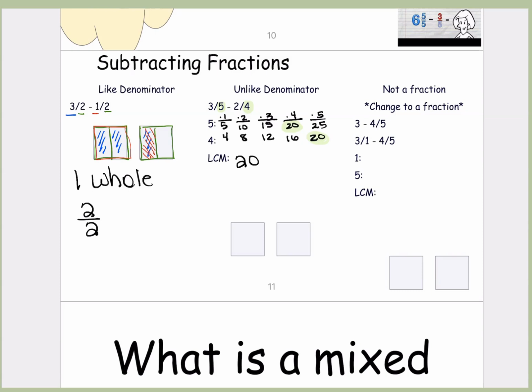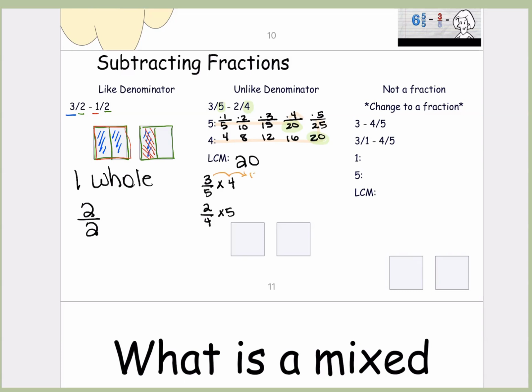Now we're going to convert those fractions, 3/5 and 2/4. What did we need to do to get there? So for the denominator that started with 5, we needed to multiply by 4. So we write times 4. For the denominator that was 4, we needed to multiply by 5. So we write times 5. And we simply show our multiplication with arrows.